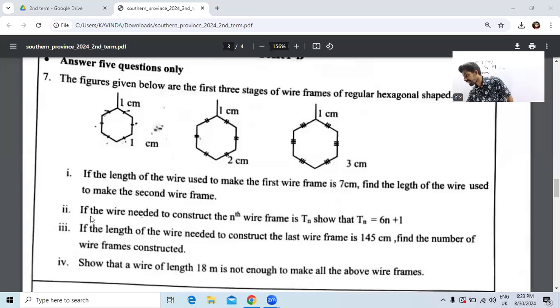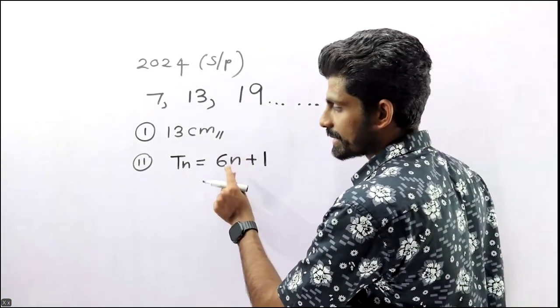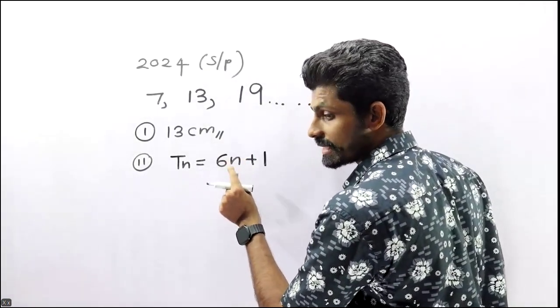Then, if the wire needed to construct the nth wire frame is Tn, we need to show that Tn equals 6n plus 1. We need to show that one. Then our target is to show this equation.